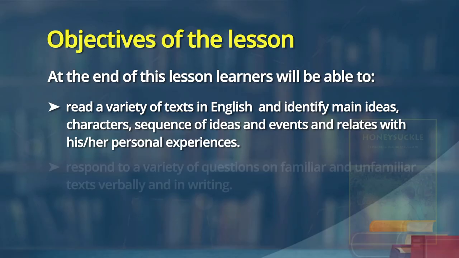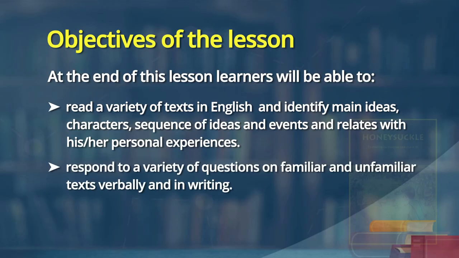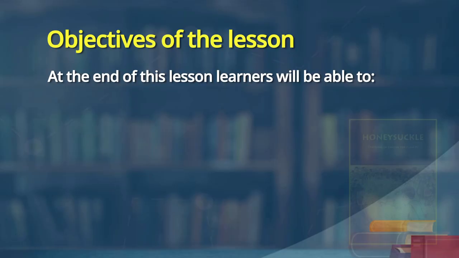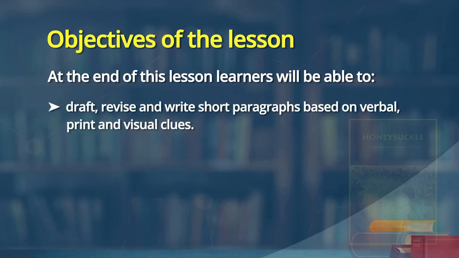The learners would be able to respond to a variety of questions on familiar and unfamiliar texts, verbally and in writing. Use appropriate words to deduce meanings from clues in context while reading a variety of texts. So we have learned some words and we will be using them in context. This is with reference to vocabulary and speaking. And with reference to writing, we will draft, revise, and write short paragraphs based on verbal, print and visual cues. So the input ideas, you may be given a written text or a visual, and we are going to write it.